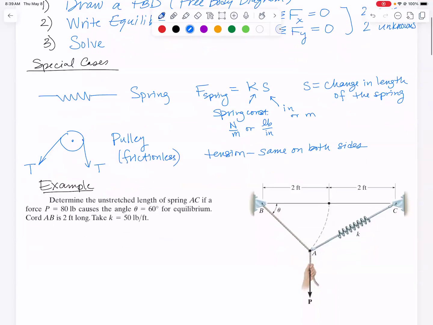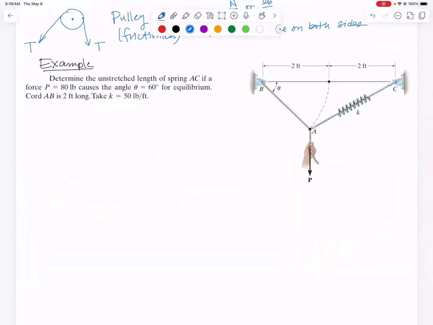So let's do a full example. This one has a spring in it. What's going on here is we've got a spring and a rope AB, and a spring that goes from A to C. And somebody is taking point A where they connect with each other and pulling straight down. So it's particle equilibrium because the force in this rope, the force in this rope, and the force on this spring, they all meet at point A.